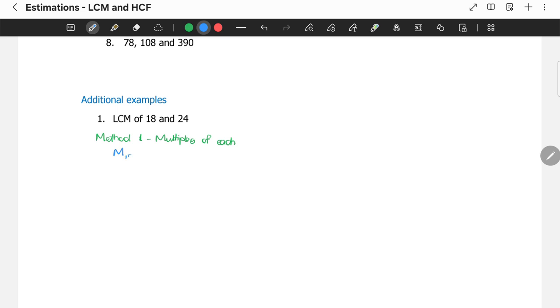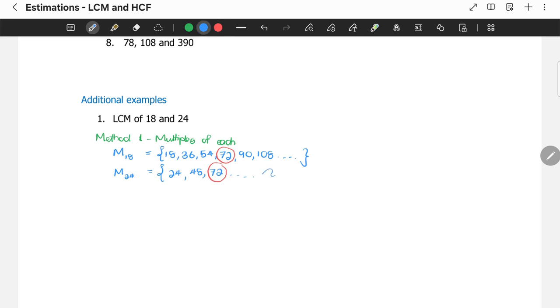So we have multiples of 18. That's going to be 18 times 1, 18 times 2, 36, times 3, 54, times 4, 72, times 5, 90, times 6, 108. I can go on and on. And then multiples of 24: times 1, that's 24, times 2, that's 48, times 3, that's 72. So at this point, I've already realized that there is a common multiple, so I don't need to keep going, which is going to be 72.